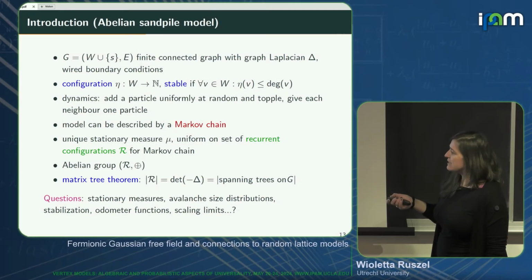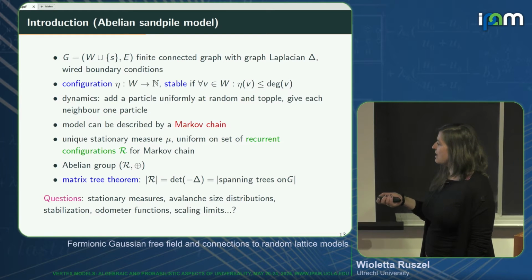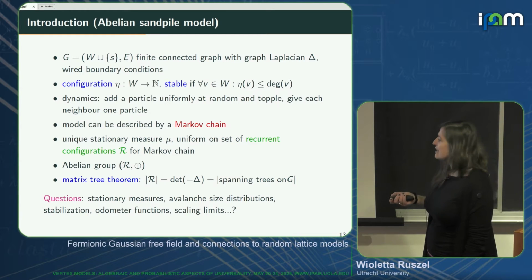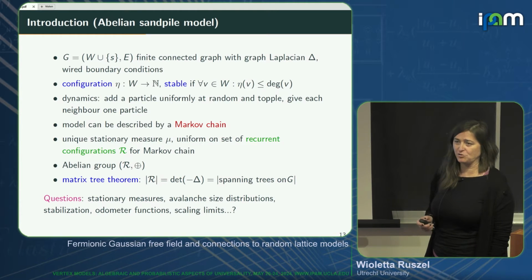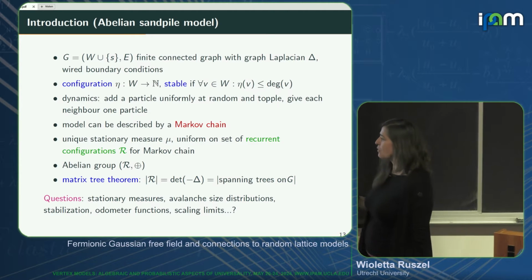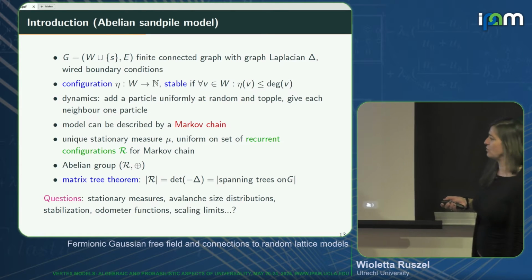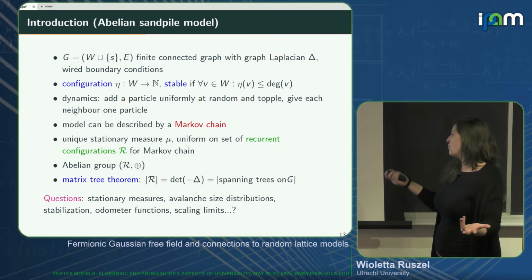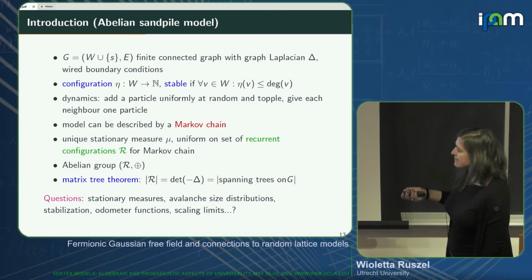All right, so if everything is determined by the unique stationary measure, then we have to have a way to compute it, and actually the beautiful matrix tree theorem is telling us that the number of recurrent configurations is precisely equal to the number of spanning trees on this graph, which can be computed by a determinant. So there's a beautiful one-to-one correspondence between a configuration here and a spanning tree here, and I will show you in a minute how this goes. All right, so questions, for example, can be, depending on your favorite graph, what was for a while the Holy Grail: the avalanche size distribution, and showing that this obeys a power law.